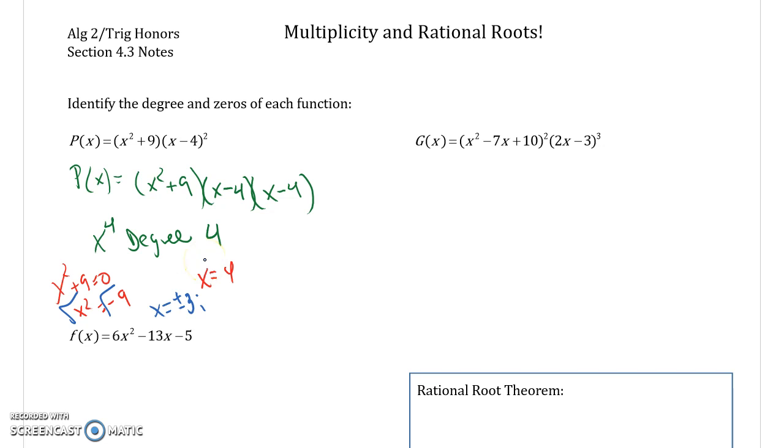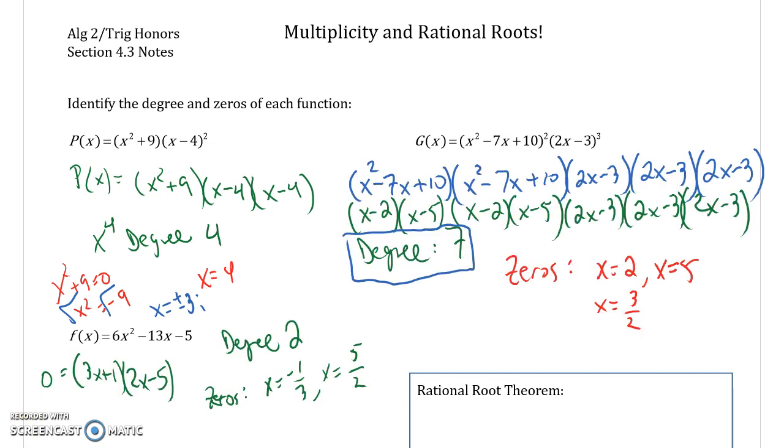What I'd like you to do now is pause your recording and then go ahead and try to identify the degree and zeros of both g of x and f of x. Start back up after you've tried and I will show you my work.